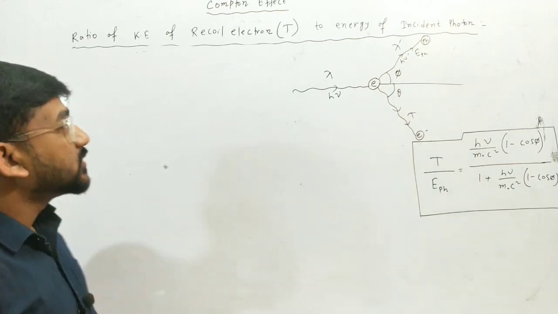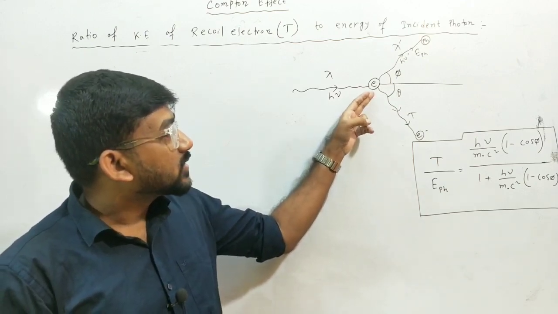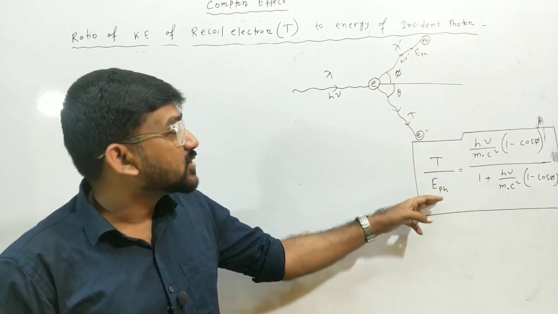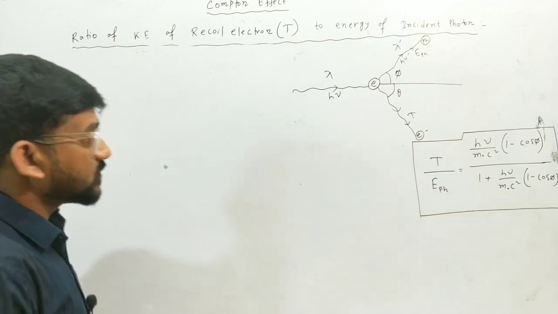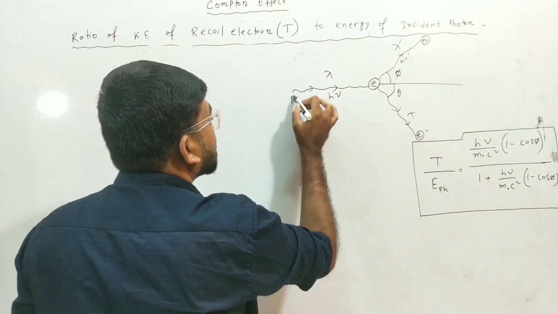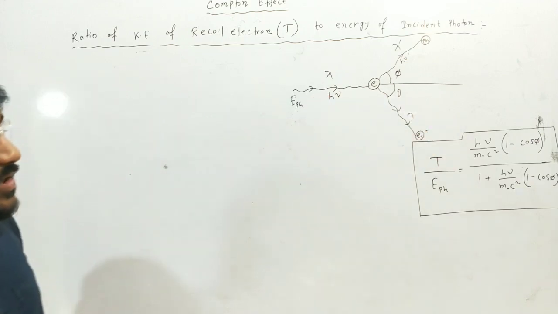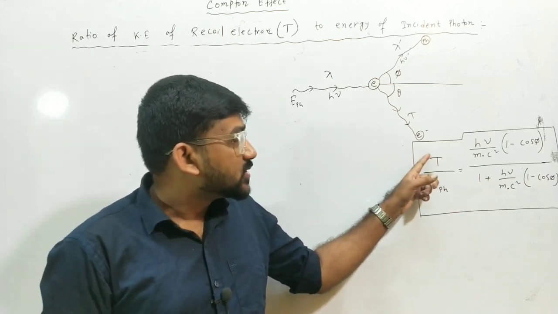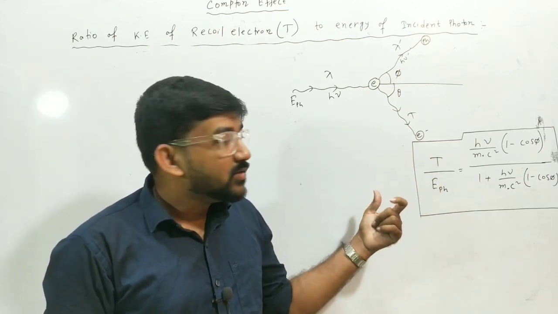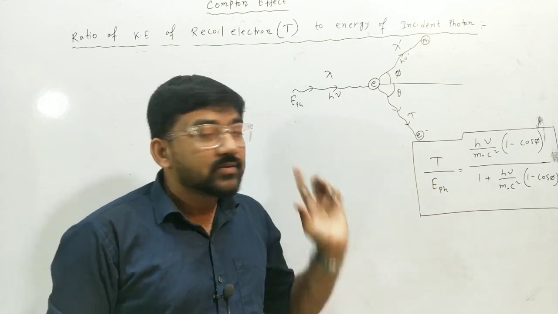So what we have to find out here is the ratio of the kinetic energy of this recoil electron to the energy of the incident photon. This is the energy EPH, and this is T, the kinetic energy of the recoil electron. We have to find the ratio T divided by EPH, where EPH is the energy of the incident photon.